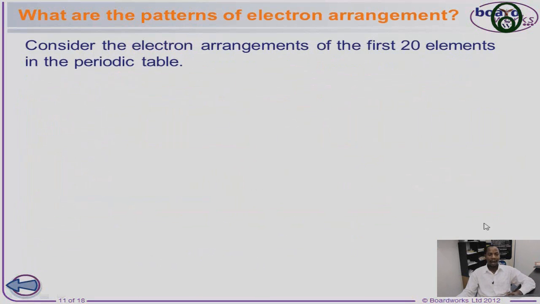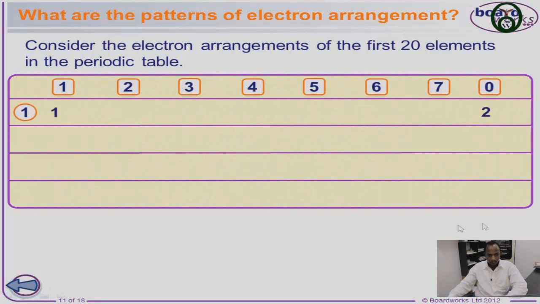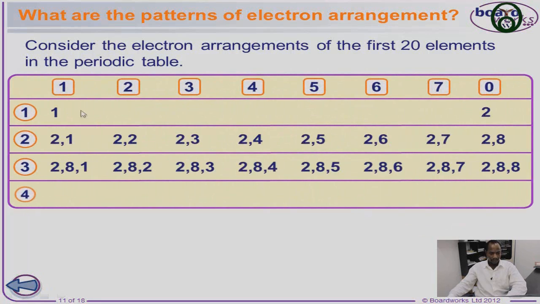Okay, great. This is how electrons are arranged in the periodic table and in the atom. Now, let's consider the electron arrangement in the first 20 elements in the periodic table. These are the groups: Group 1, Group 2, Group 3, Group 4, Group 5, Group 6, Group 7, Group 8. These are the arrangement. Now, this is period 1, period 2. In period 2, when it gets to 8, any electron beyond 8 goes to the third period.